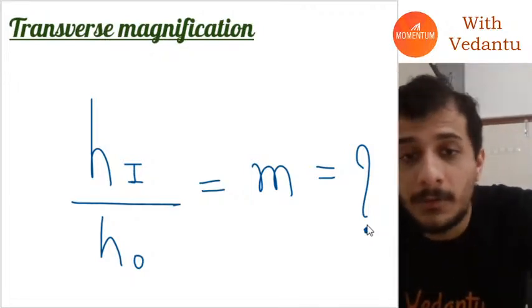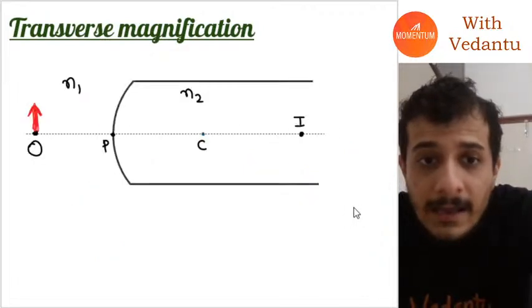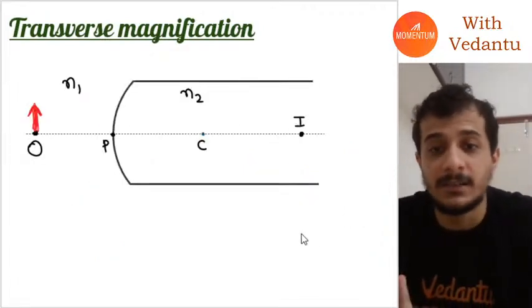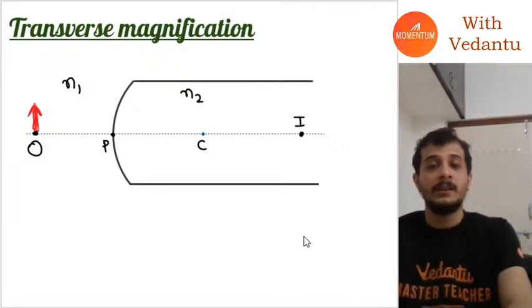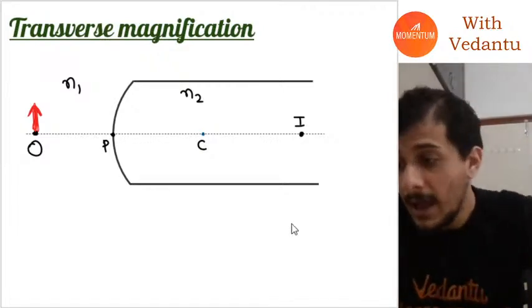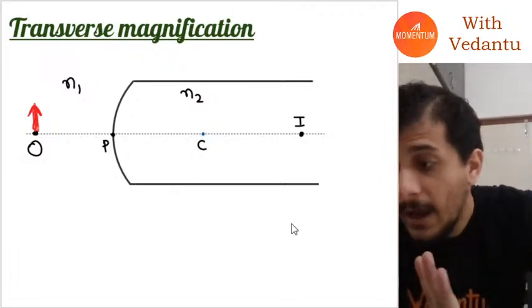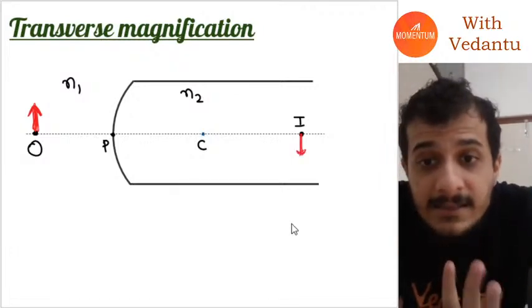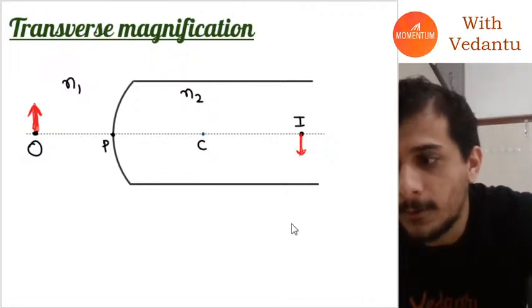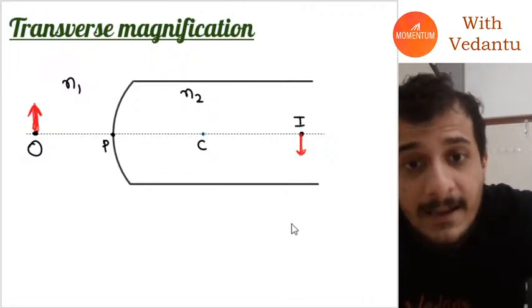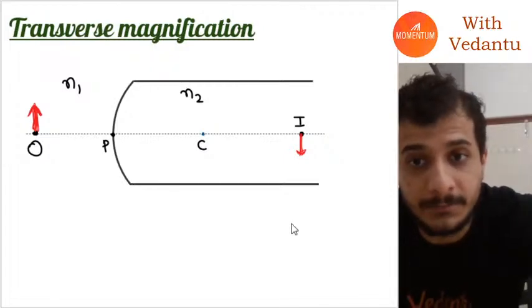How do we calculate transverse magnification? First of all, let's assume I have an object here, at the interface of two refractive indices, and there is the center of curvature. Next, let's say this is the image of that object.